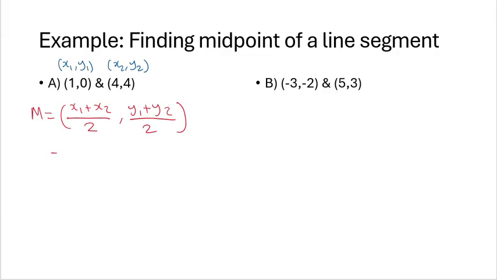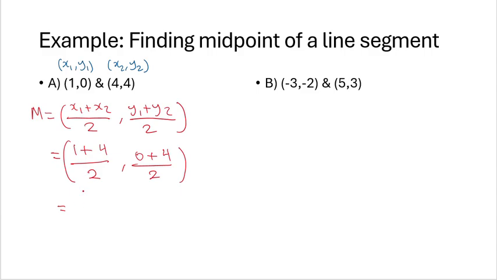If I substitute these values in, my x1 value is 1, so I'm going to replace it there. Plus, what's x2? x2 is 4, so I'm going to write that, and divide that by 2. I'm going to put a comma. y1 is 0, plus, what's y2? y2 is 4, so 0 plus 4, divided by 2. And I'm going to put it all in brackets.